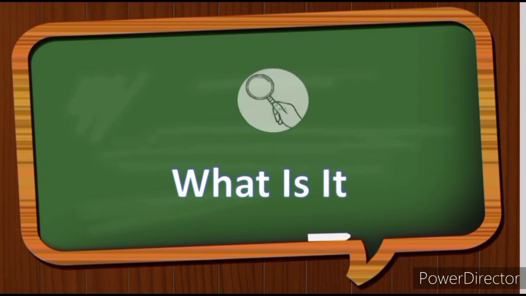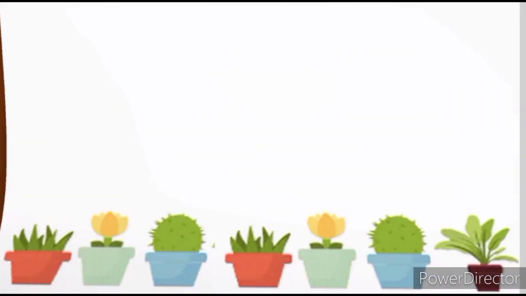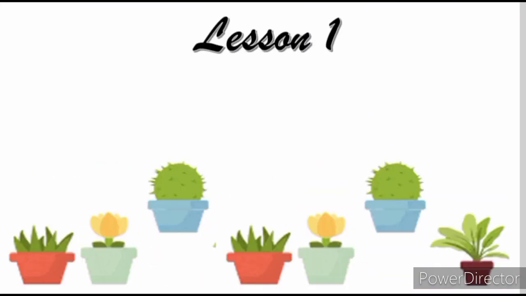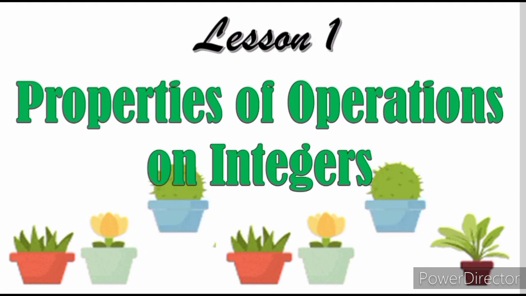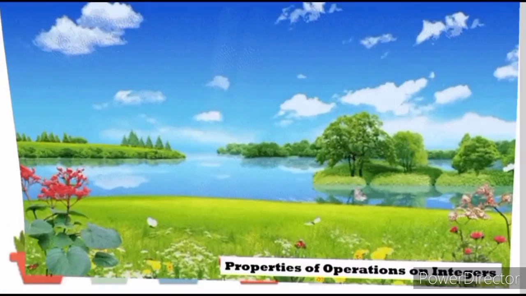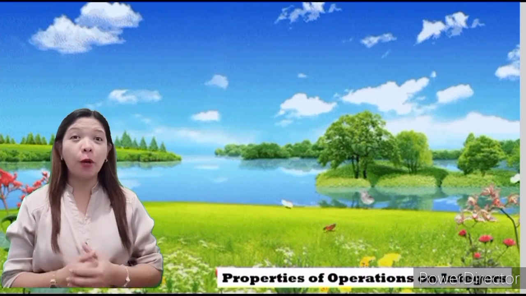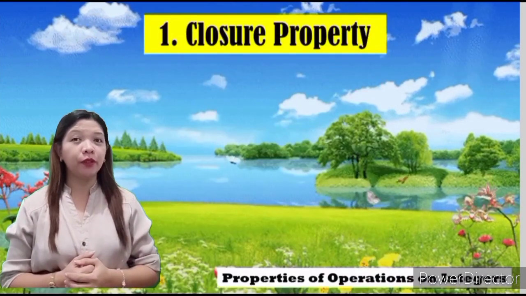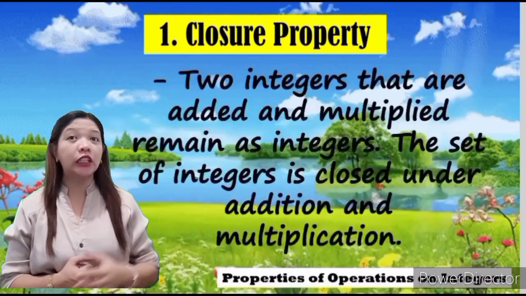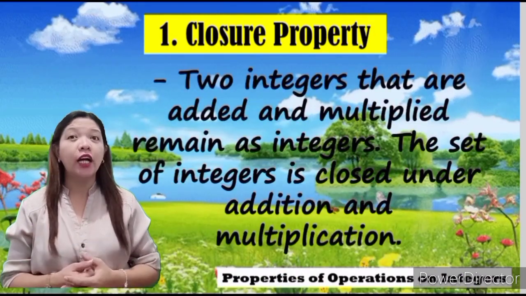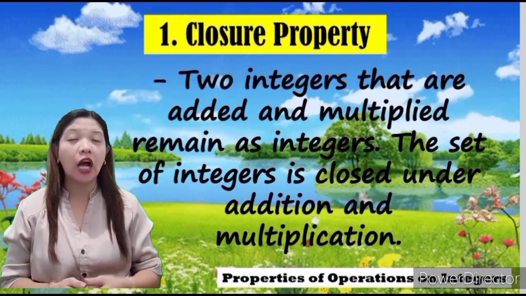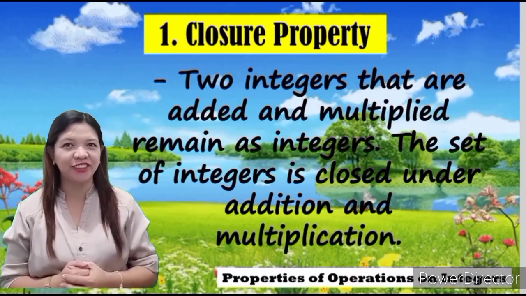What is it? Lesson number 1. Properties of operations on integers. Number 1. Closure property. Two integers that are added or multiplied remain as integers. The set of integers is closed under addition and multiplication.